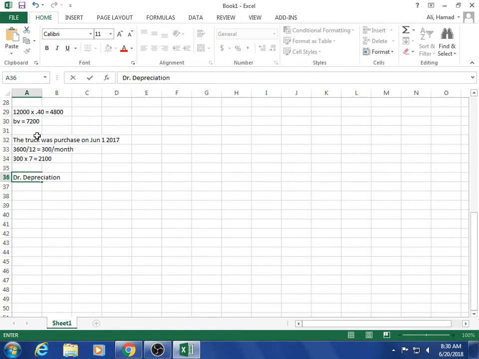Depreciation expense, debited by 2,100, right? Remember, first identify the account, not the amount. The account for how much? 2,100.